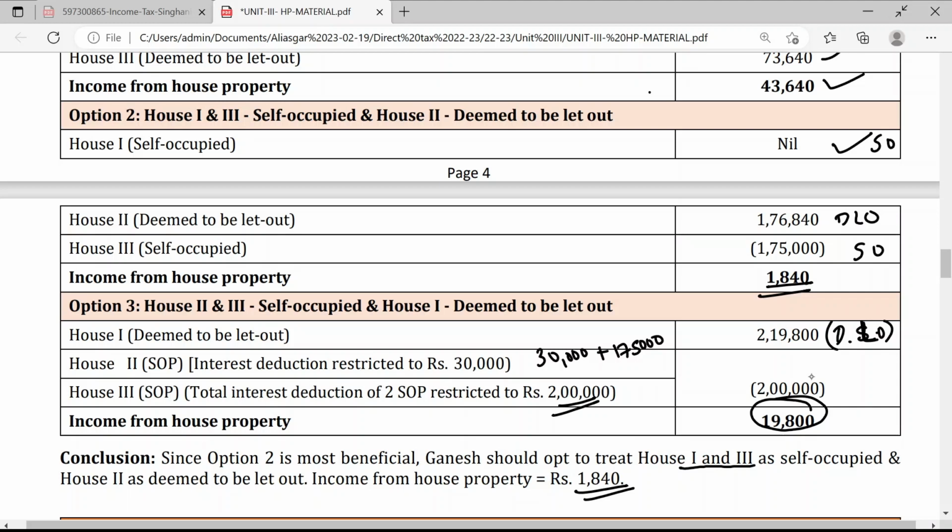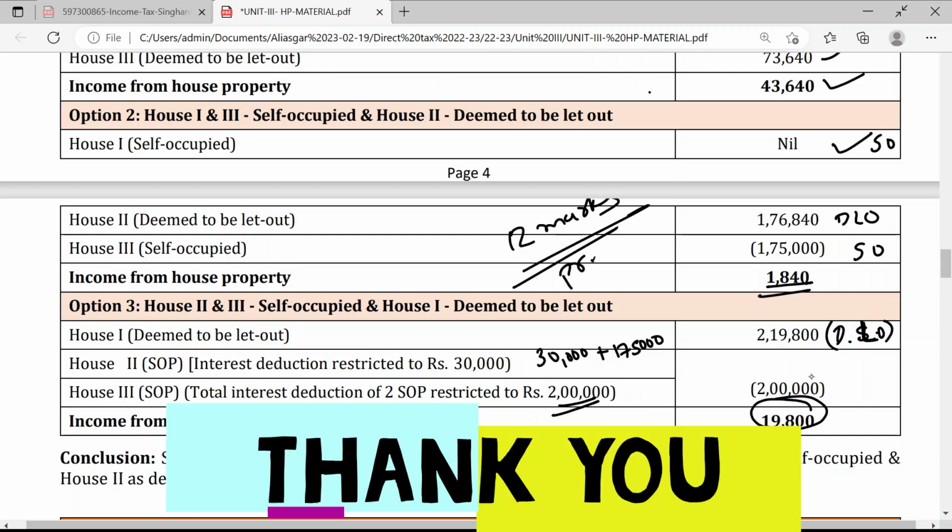So house 1 and 3 will be treated as self-occupied property and house 2 will be treated as deemed to be let out property. And from this option, what is the total income? 1,840. So that is the answer. If you do all these steps, this can be asked for 12 marks. And in combination with this, one small example can come for the pre-construction period that we discussed in an earlier video. You can find the link in the i button of pre-construction period, on how to calculate interest for the pre-construction period.